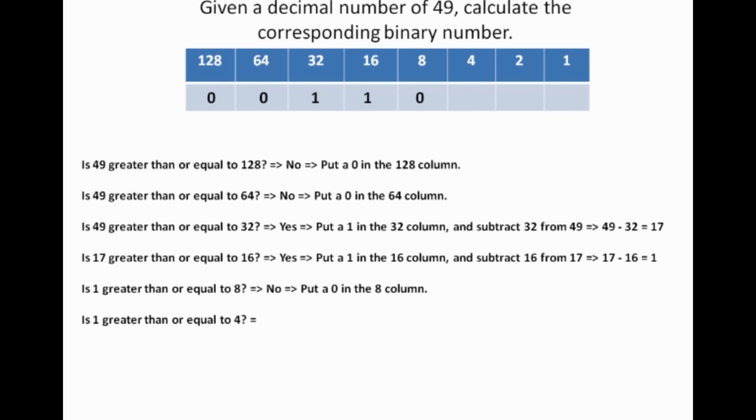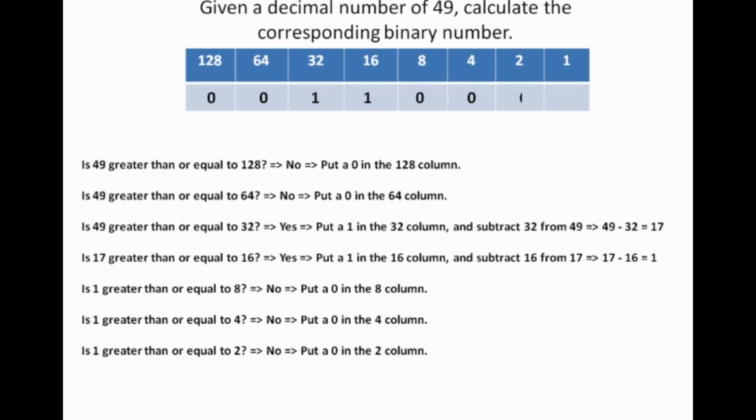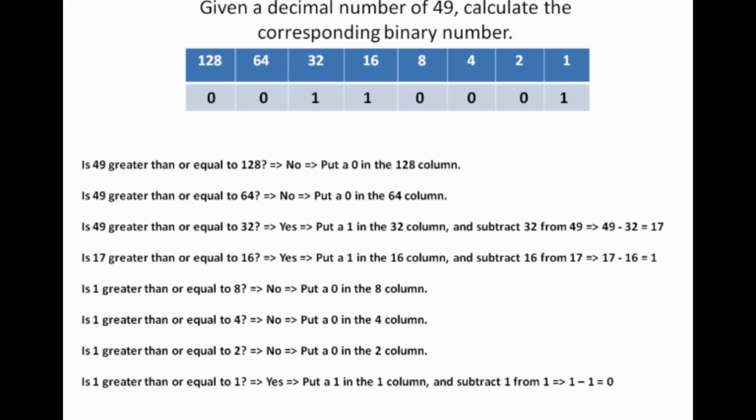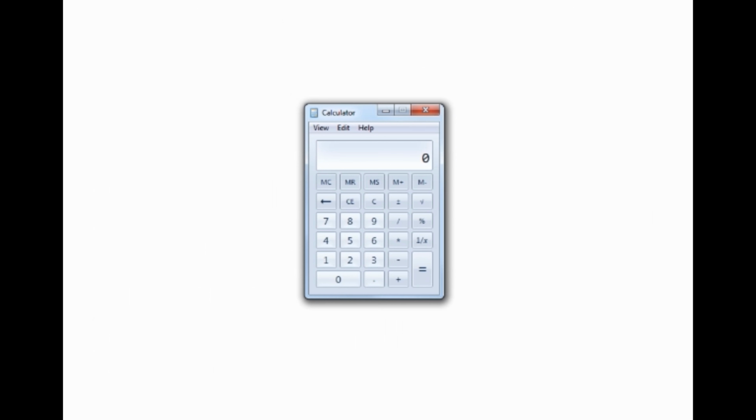1 is also not greater than or equal to 4. So a 0 goes in the 4 column. Is 1 greater than or equal to a 2? No. Let's put a 0 in the 2 column. And finally, is 1 greater than or equal to 1? Yes. Let's put a 1 in the 1 column. 1 minus 1 is 0. There is nothing left over. This gives us our binary equivalent to the decimal number 49, and that binary equivalent is 00110001.